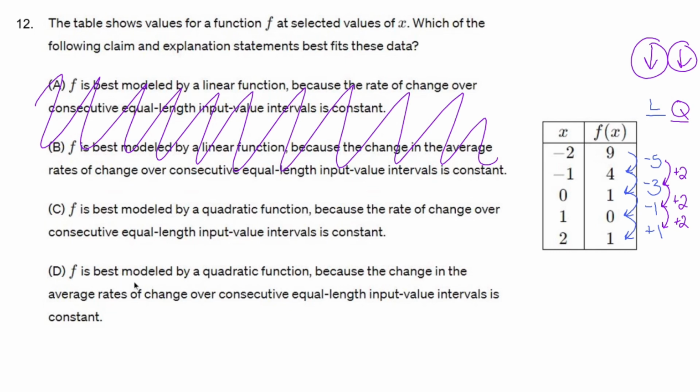So f is best modeled by a quadratic function because the change in the average rates of change over consecutive equal length input value intervals is constant. So the change of the rates of change, change of change, oh boy. Lots of words there. But D is quadratic, and it tells me change of a rate of change, which means quadratic.